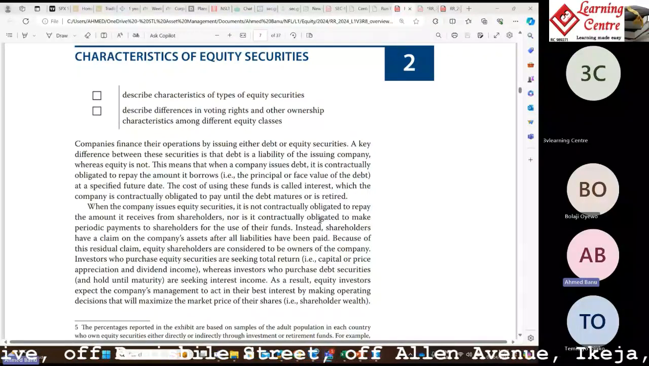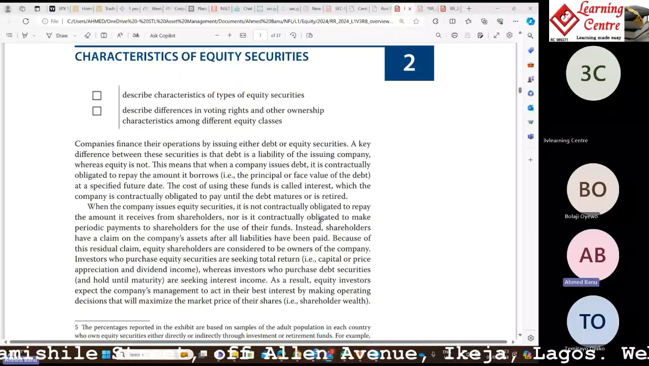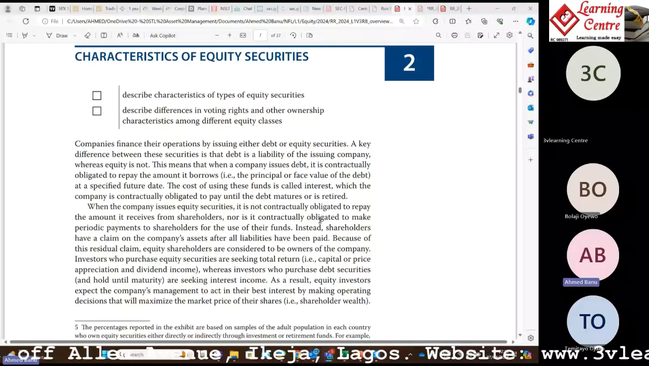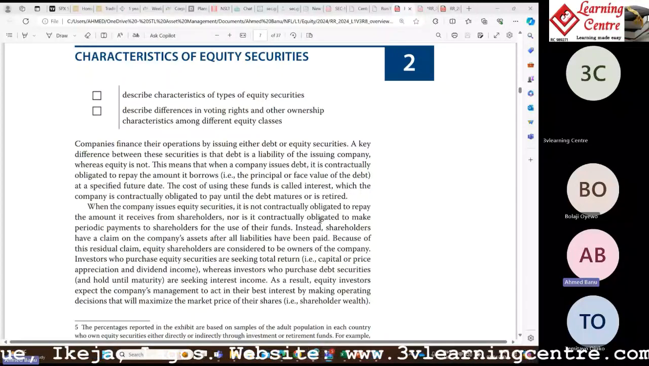Under this, we need to be able to describe the characteristics of types of equity securities, and we need to be able to describe differences in voting rights and other ownership characteristics amongst different equity classes. Apologies, I have a cold.